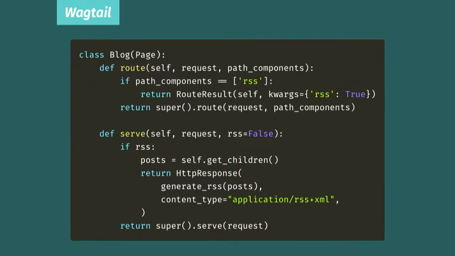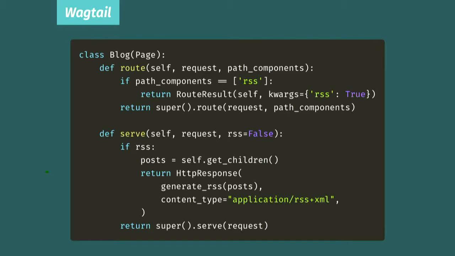Wagtail's solution is a little more in-depth. Wagtail has its own router to resolve URLs to pages. Wagtail will call the route method on the root page, which will by default consume a path component, find a child that matches, and recursively call its route method until we get to the method of the page that we actually want to render, which will return a route result. So all we have to do here then is override that route method, check to see if the path is what we're looking for, and if it is, we'll tell Wagtail to render our page with a special kwarg.